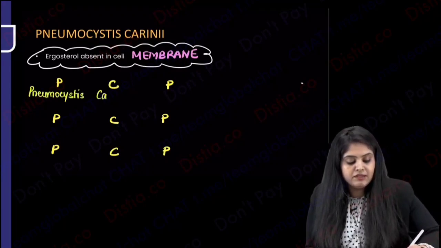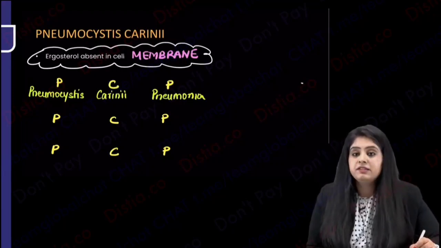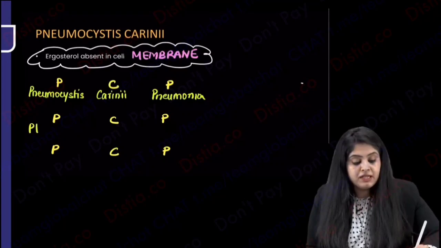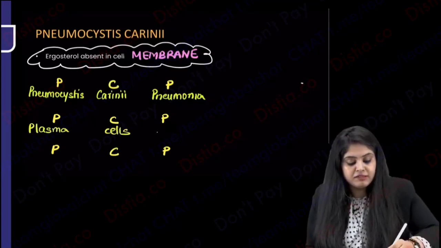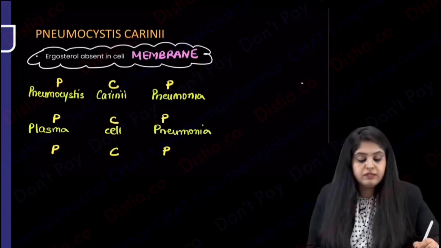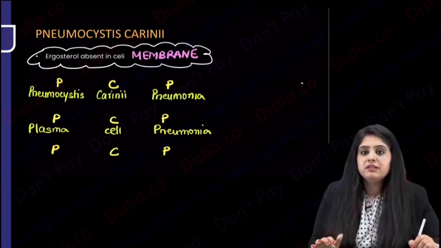The name of the organism is carinii. And what does it cause? Pneumonia. So what is the disease that it causes? Pneumocystis carinii pneumonia. Whenever someone suffers from Pneumocystis carinii pneumonia, remember that person has a lot of plasma cells. So this is also known as PCP, plasma cell pneumonia. Whenever someone has PCP, Pneumocystis carinii pneumonia, you will see a lot of plasma cells in his lungs.